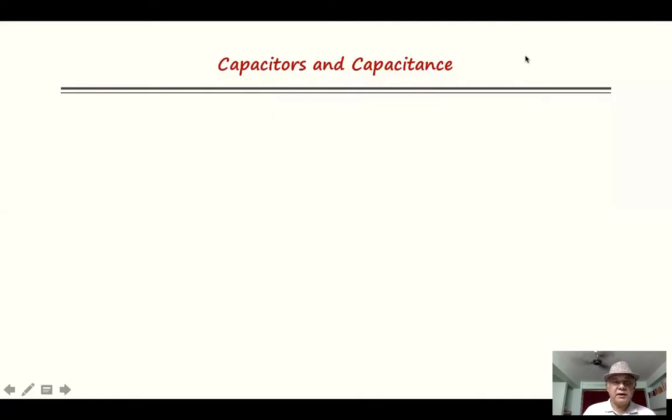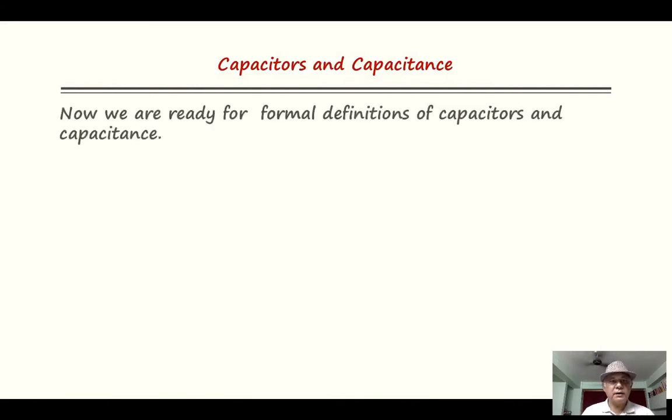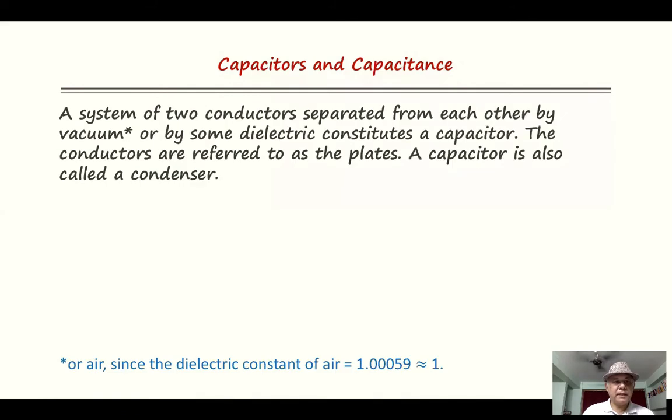With this much background, let us formally begin the topic, capacitors and capacitance. In fact, we are now ready for formal definitions of capacitors and capacitance. A system of two conductors separated from each other by vacuum or by some dielectric constitutes a capacitor. The conductors are referred to as the plates. A capacitor is also called a condenser.